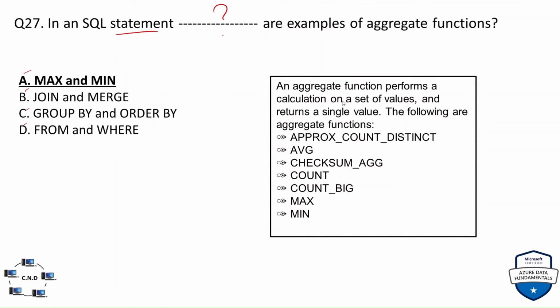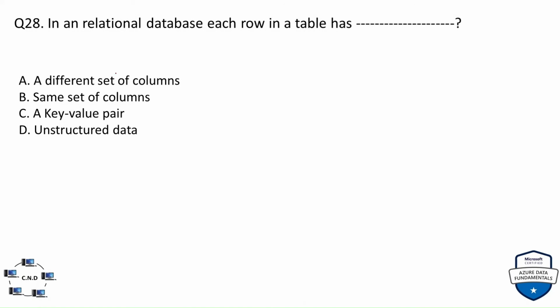The aggregate function basically performs a calculation on a set of values and returns a single value. The following are some of the aggregate functions. They include max and min, and others include count, count big, average, checksum, approx count distinct, etc. Question number 28 is that in a relational database, each row in a table has, and the options are A, a different set of columns, B, same set of columns, C, a key value pair, and D, unstructured data. And the correct option is same set of columns.